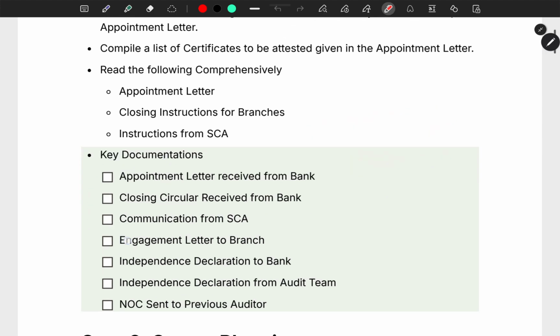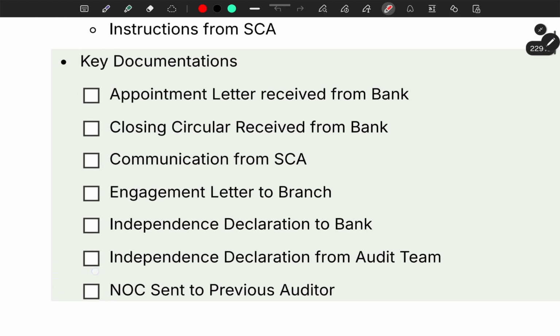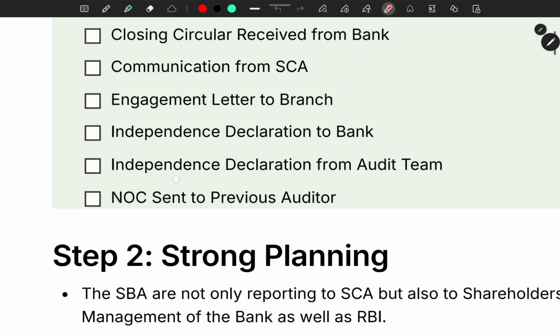Okay. Now some key documentations at this point are: first, you get the appointment letter from the bank. You also ask for the circular receipt from the bank. You need to have communication from the SCA, that is what they want you to do. Then you should send the engagement letter to the branch. You should have your independence declaration to the bank. You should get your independence declaration from your audit team and also from your partners, because that is important for the appointment. Okay, and NOC should be sent to the previous auditor.